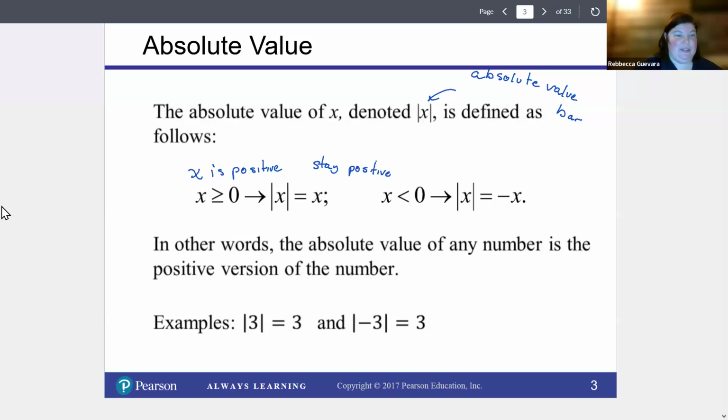In this case, let me write this in red so we can see it's different. This is x is less than 0, x is negative. If we put it in the absolute value bars, then we put this negative on it because basically we're changing this into a positive number. Just to go back here, this also works: if x is 0, then it should stay 0 over here. So in other words, what an absolute value does is take a number and present it as its positive version. The absolute value of 3 is 3. The absolute value of negative 3 is also 3.